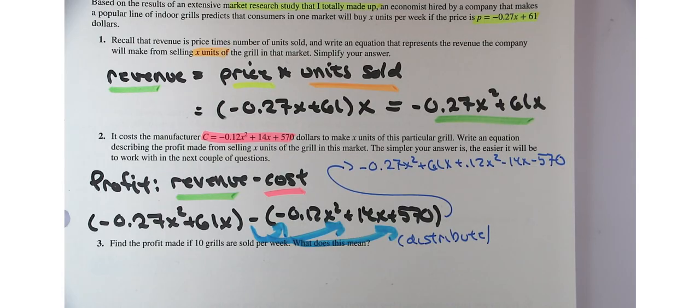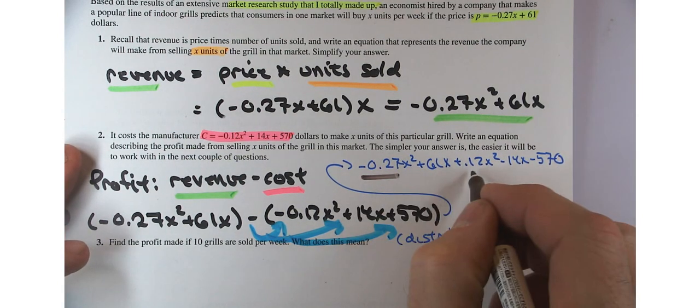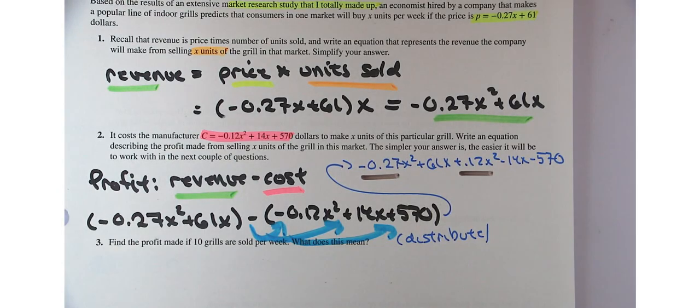But it does leave me with some like terms that I can combine. What would be the like terms in this particular case? All right, the x squared terms, we can combine those. Good. I'm trying to find a different color pen here because I'm running out of colors. So the x squared terms, I can combine those. Is there anything else I can combine?